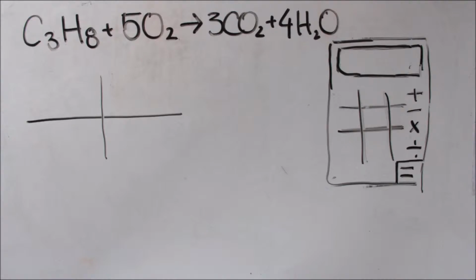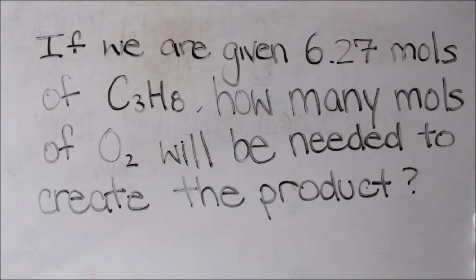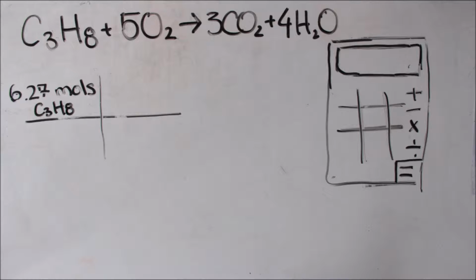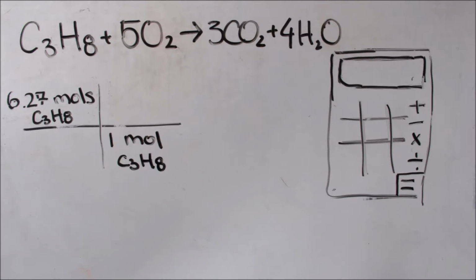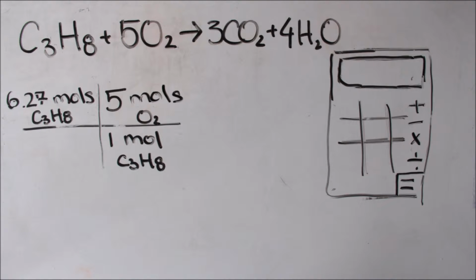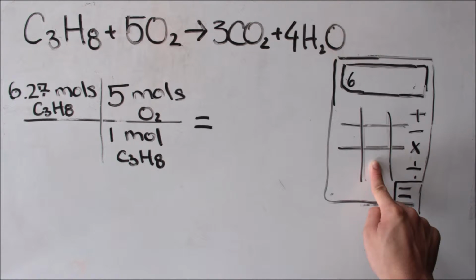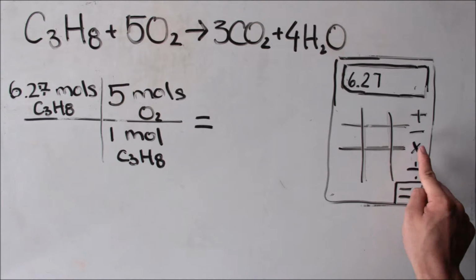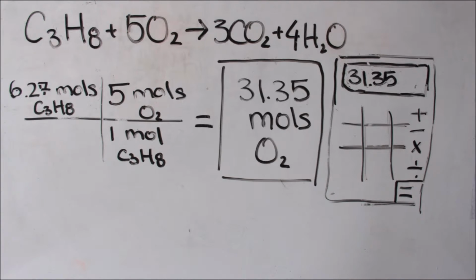Let's move on to a longer problem. We are given an equation C3H8 plus 5O2 yields 3CO2 plus 4H2O. If we are given 6.27 moles of propane, how many moles of oxygen will be needed to create the product? We are given 6.27 moles of propane, and for every mole of propane, there are 5 moles of oxygen. Now, multiply the top 2 numbers and divide by the bottom number. This gives you 31.35 moles of oxygen.